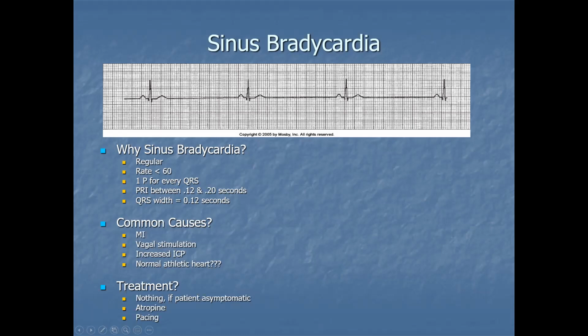Treatment: nothing if the patient is asymptomatic. If they're symptomatic, atropine. ACLS is basically saying you don't use as much of it. They really are saying that if it's symptomatic, you really should pace the patient. It doesn't mean you can't use atropine, but you use a lower dose. It's usually now 0.5 rather than 1.0. It's something that's in your arsenal, but they want to see these patients paced if they're symptomatic.